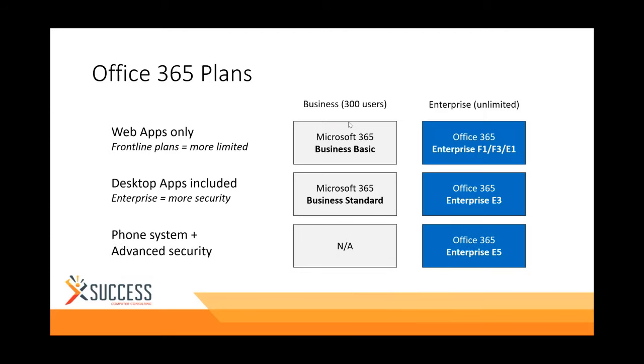And then there's another plan level that we have, but it only exists in the enterprise side. So as of today, there's really no equivalent to this on the business SKU, where you have a baked in phone system capability using previously Skype for Business, now Teams, and as well some advanced security, so advanced threat protection and so forth. Now, again, I said on the business side, we don't really have an equivalent to this.